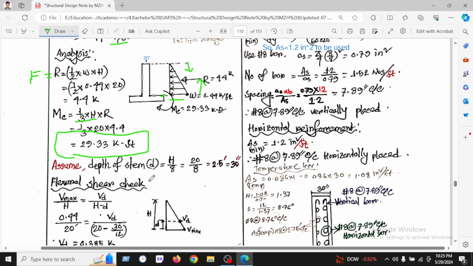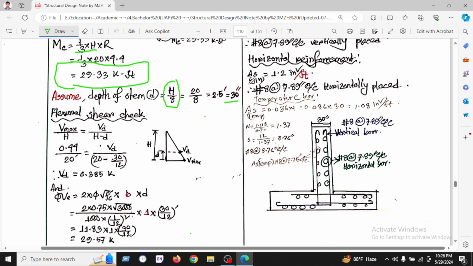They assume the depth of the stem is L by 8, which is 30 inches. I have found the L by 8 in Nadim's book, RCC Design by Nadim. You can search on YouTube, then Google, then you will find the references, which is L by 8. So 30 inches means this is the depth of the stem, not the base depth. We have designed the stem, that's why this is 30 inches.